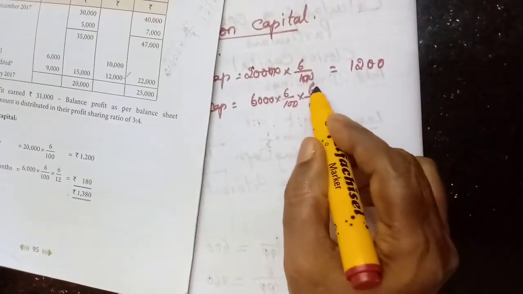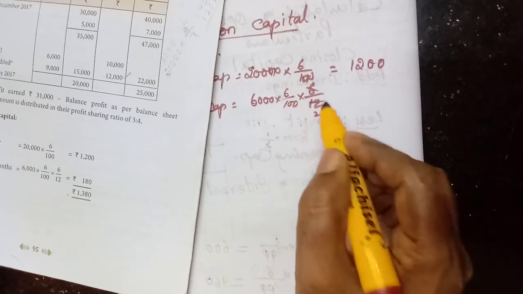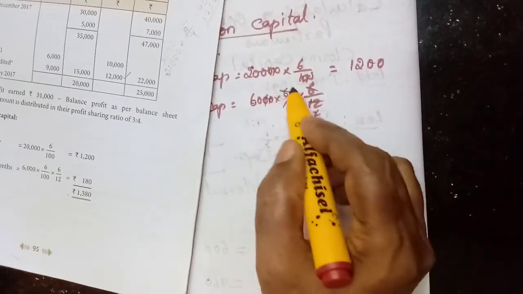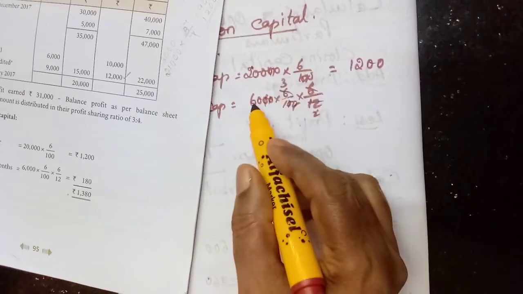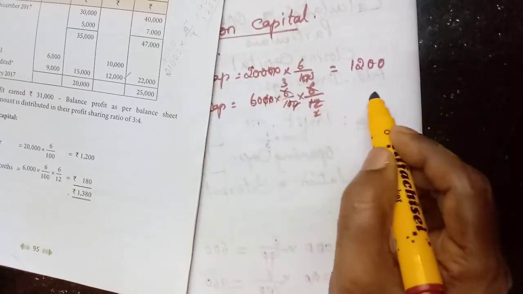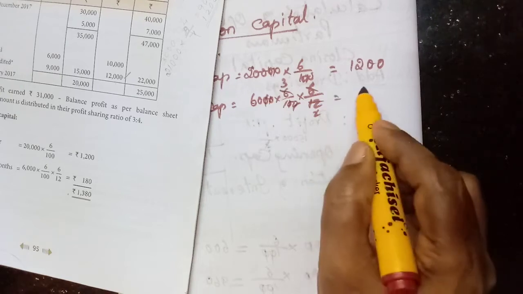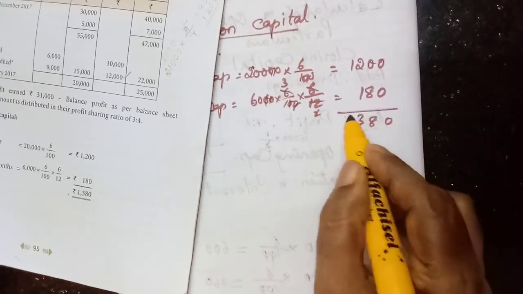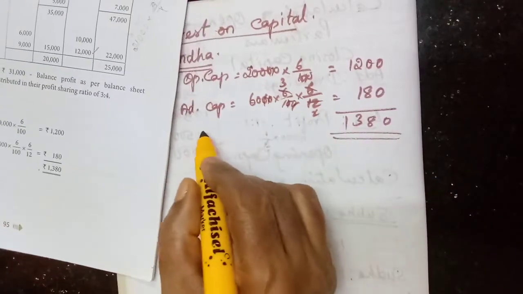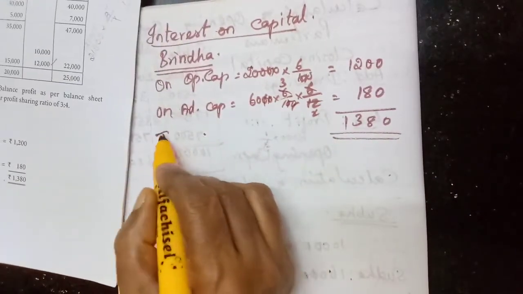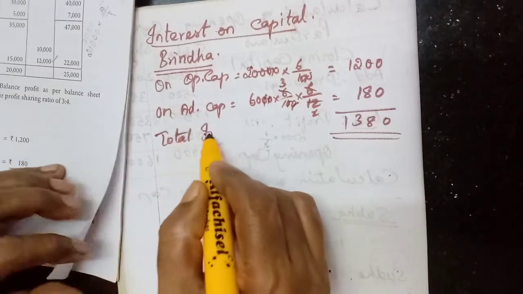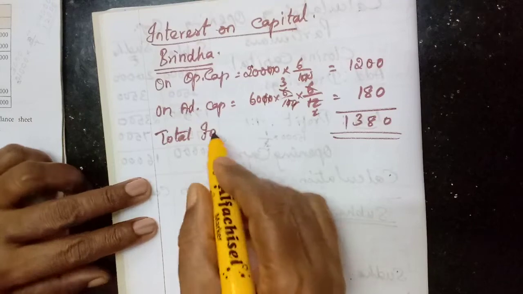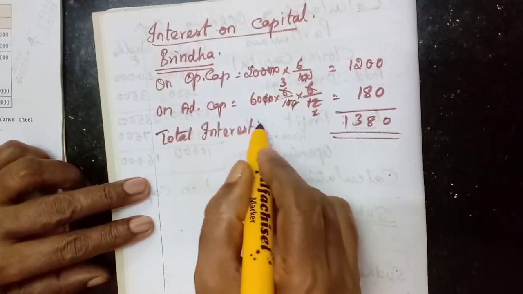6 by 12. So, here 2, 6 are 12. Here 2, 0. Then again 2, 3. So, 3 into 6, 18, 1, 0. Okay. 18, 1, 0. So, totally 1,380. This is the total interest on capital.